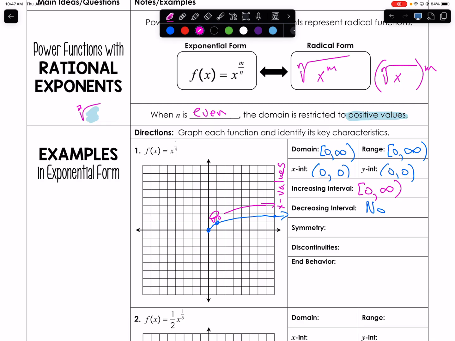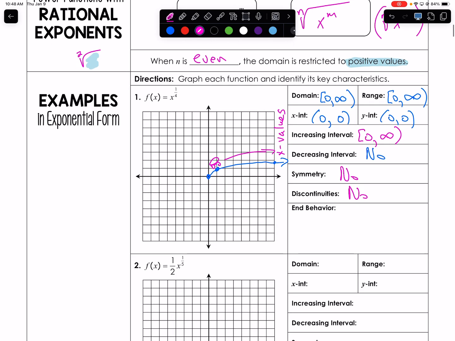Is there symmetry to this graph? Did it flip over the y-axis or x-axis or go to different? No. Any discontinuity? No. Okay, there will be discontinuity. She put it on there because later on there's going to be, but there won't be for a while. So end behavior, you guys do on your own. I'm going to do it up here and you can see if you're right. It's a weird end behavior, just saying.